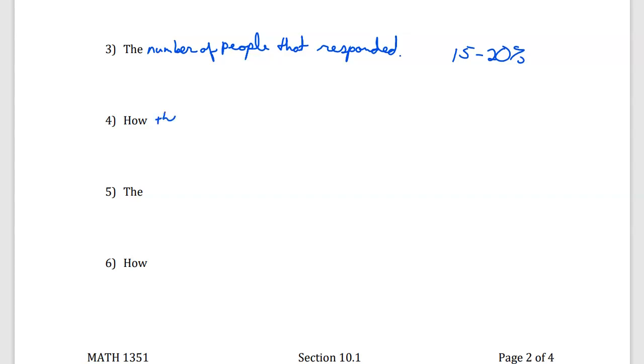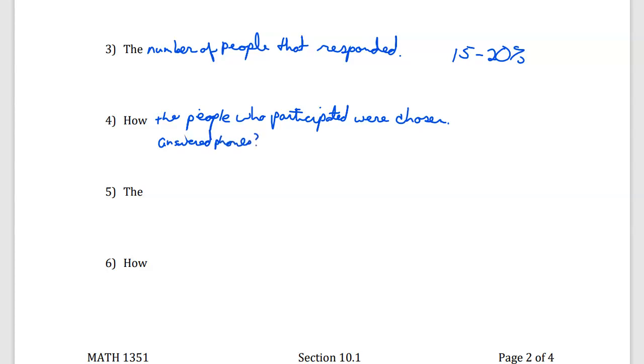You also want to know how the people who participated were chosen. For example, were they all in one area? Were they those that had mailboxes? Were they those that answered phones? Because I know I'm one that doesn't answer phones. So a lot of times that's not a very good representation. So you have to know how the people were chosen.